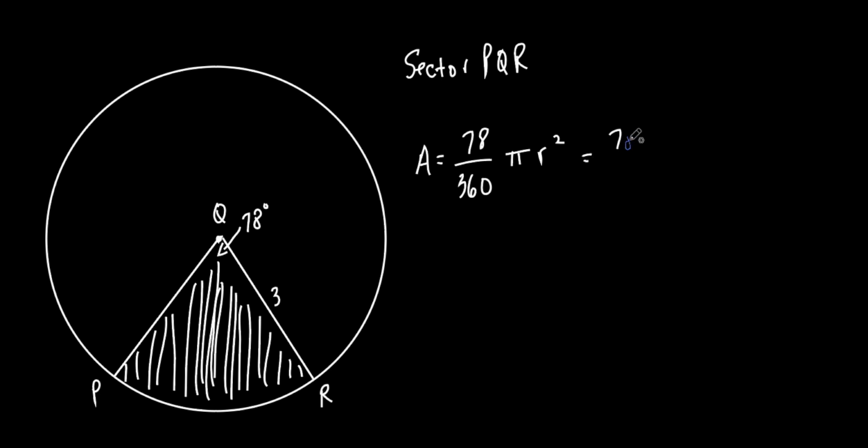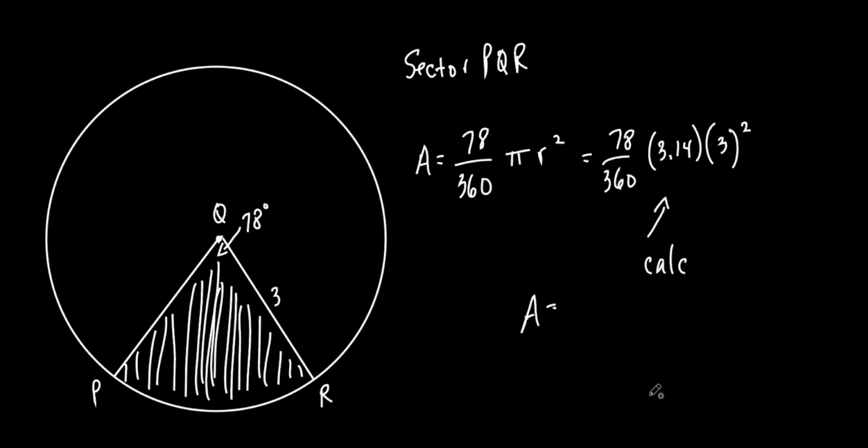Agreed? So it's 78 over 360 times pi, which is 3.14, and then the radius squared. What's the radius here? It's 3, and we're going to square it. So now, what do we do with all this mess right here? Put it into a calculator. Once you put it into a calculator, you get 6.1. This is in centimeters. I didn't say that. So this is centimeters what? Squared. So that's the area of that sector.